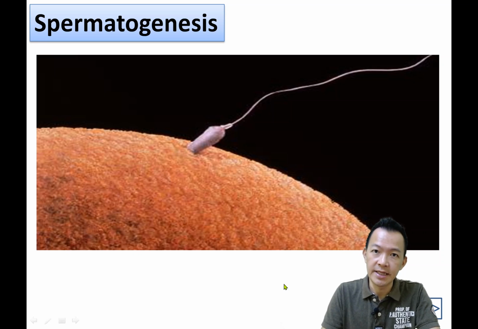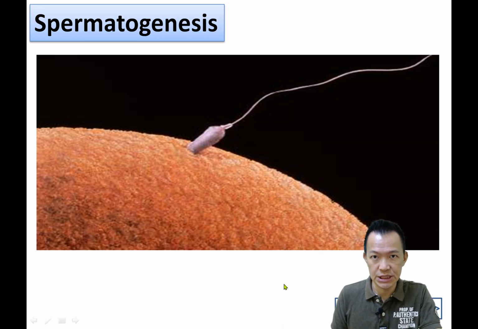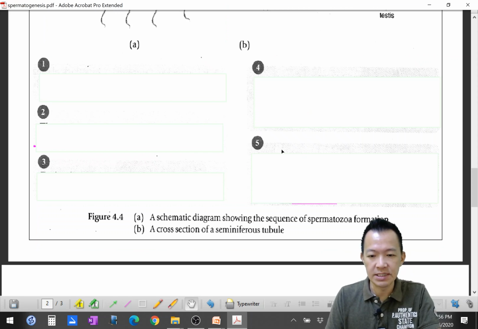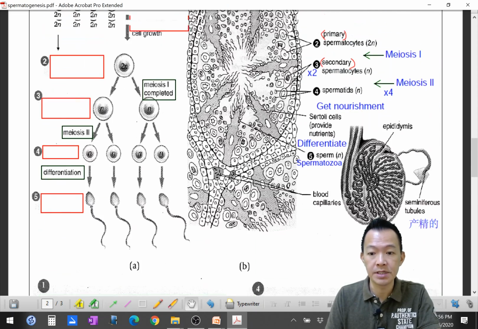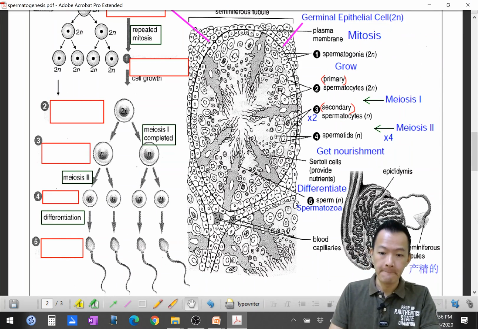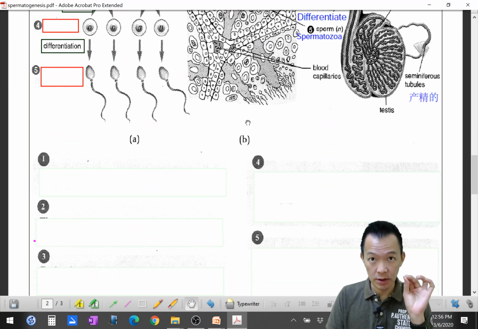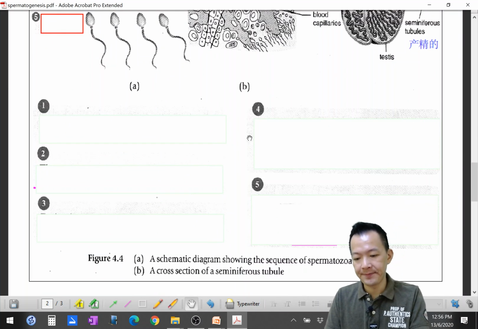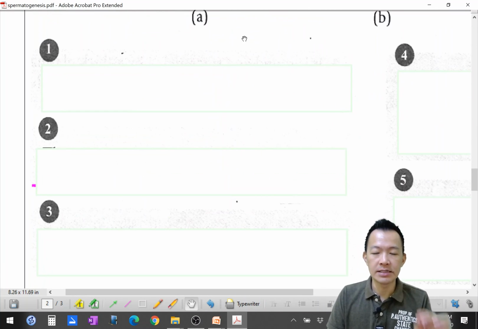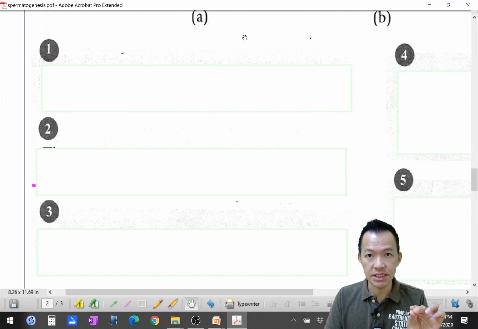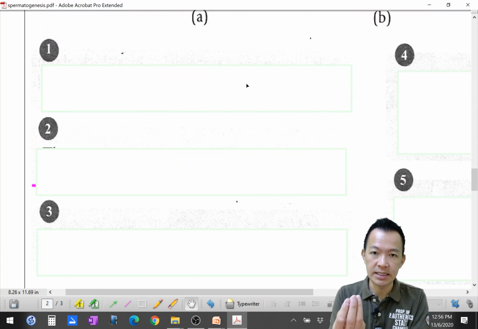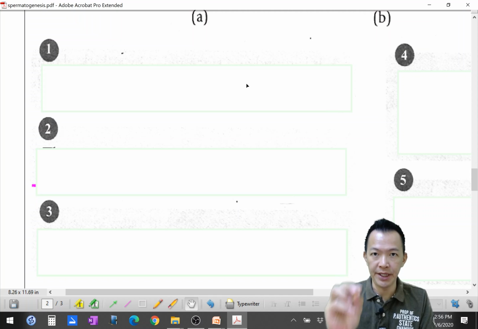We continue with our title called Spermatogenesis. Still the same page, but now using the sentence. So how is the sperm produced? Before I tell you the answer, you should be able to predict the answer.